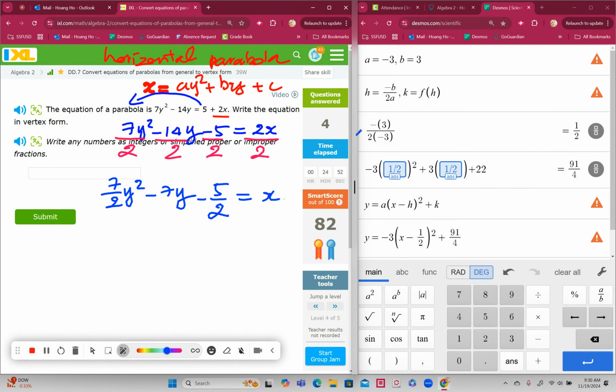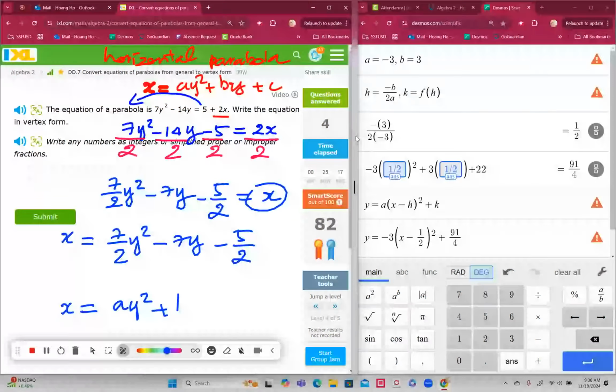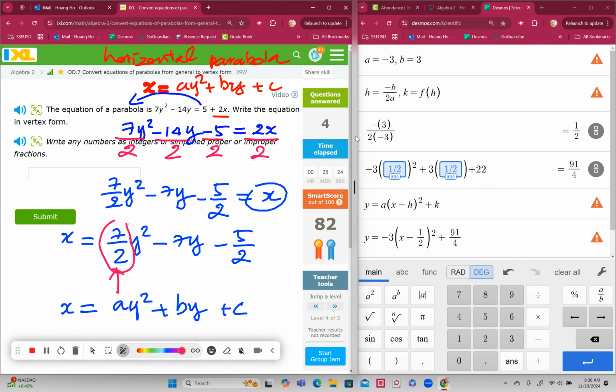So equals x. You can write the x on the right side, or you can write the x on the left side. It's up to you. So let's write the x on the left side. So here we go. Now you can see the a, b, and c easily. Let's write the standard form: x equals ay squared plus by plus c. So you can see a equals 7/2, and then b equals negative 7.